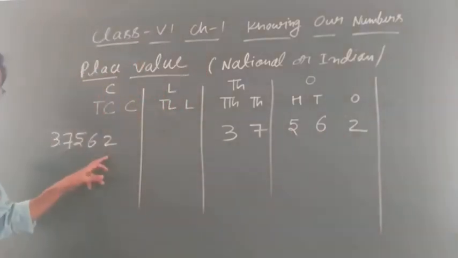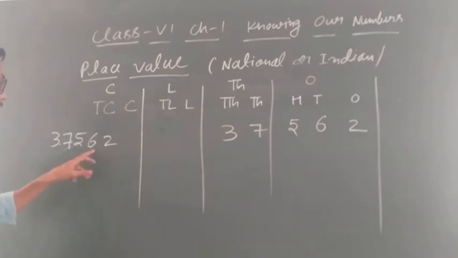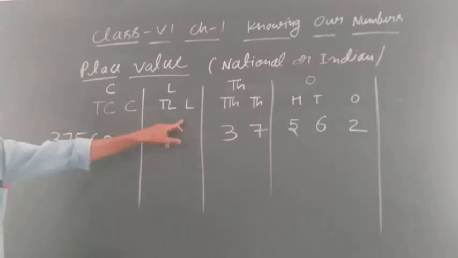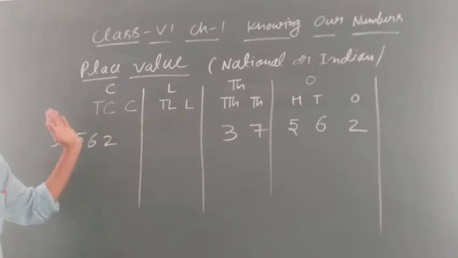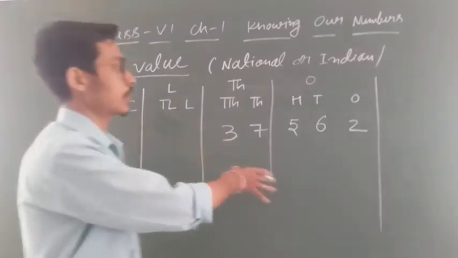First is ones, second is tens, then hundreds, then thousands, then ten thousands, then lakh, then ten lakh, then crore, then ten crore. Okay? On the basis of this, you can fill the chart.